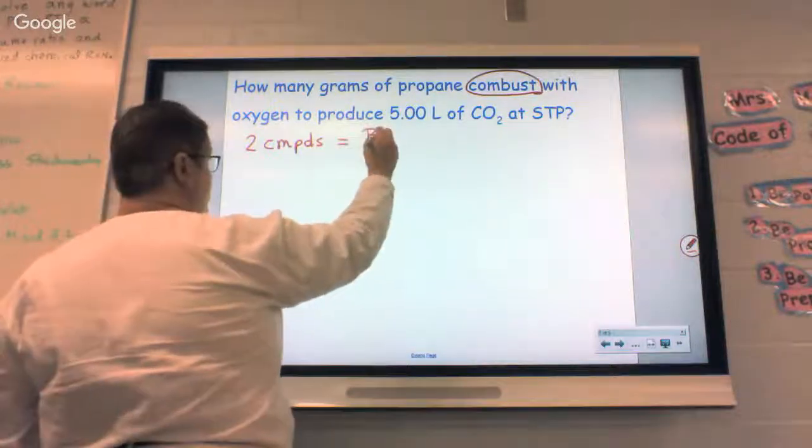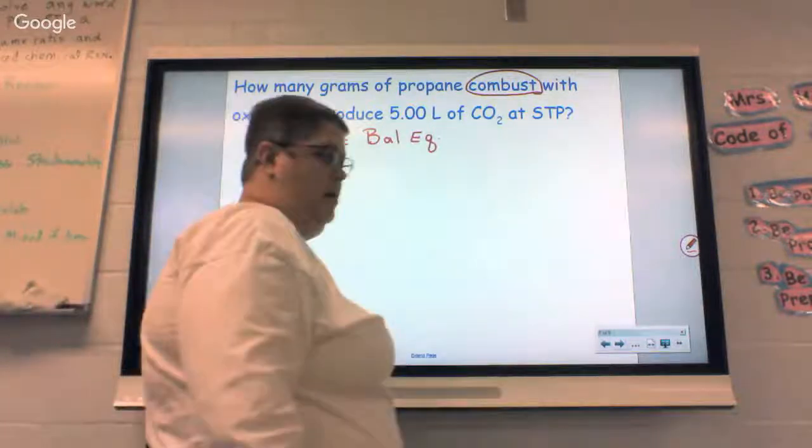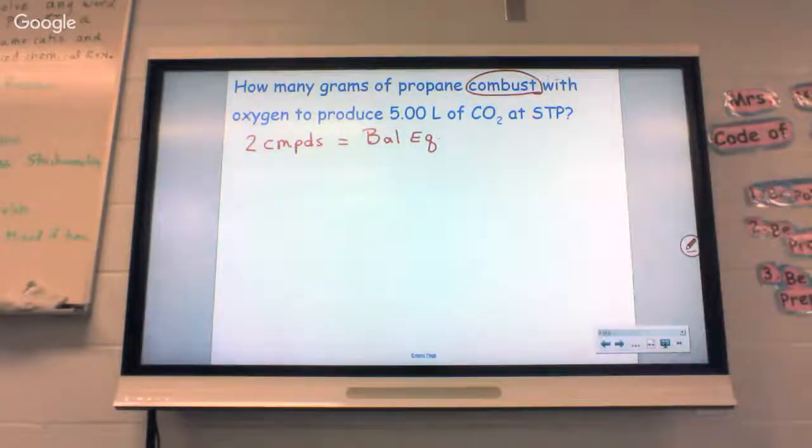It requires a balanced equation. Question 3 on the quiz only said oxygen. You only used oxygen. You didn't need anything other than oxygen. However, this one has 2 compounds, and you have to use a balanced equation. This one is a stoichiometry problem. Do you see the difference?